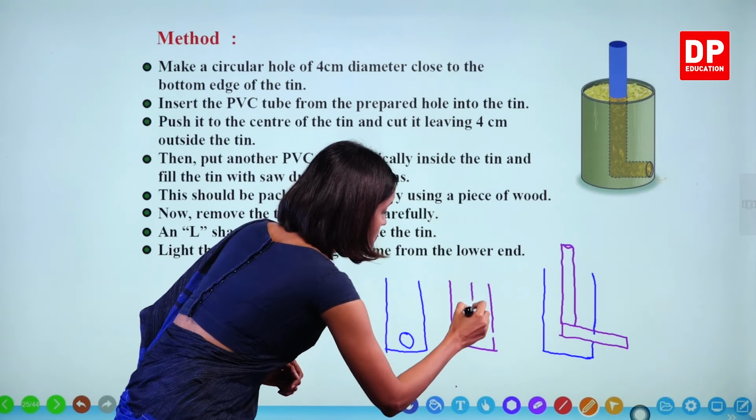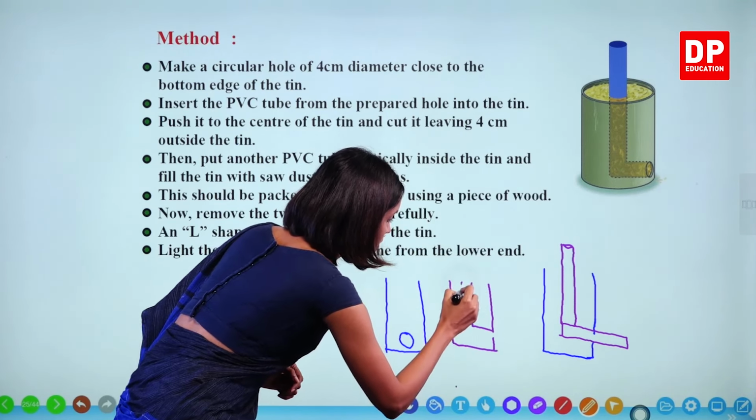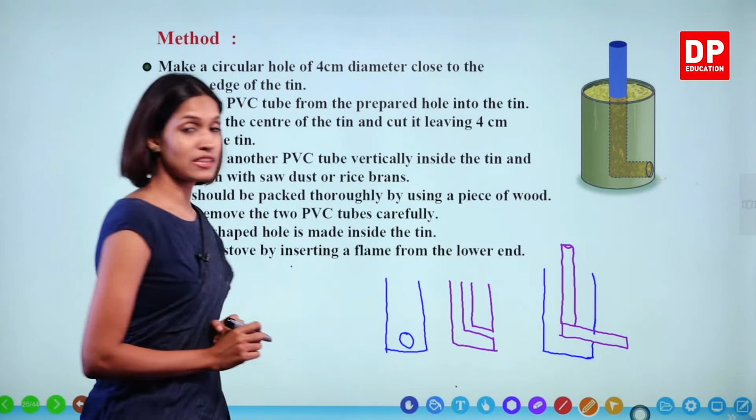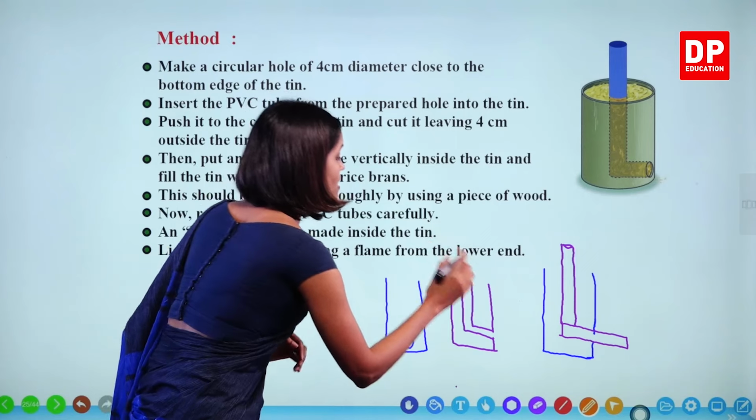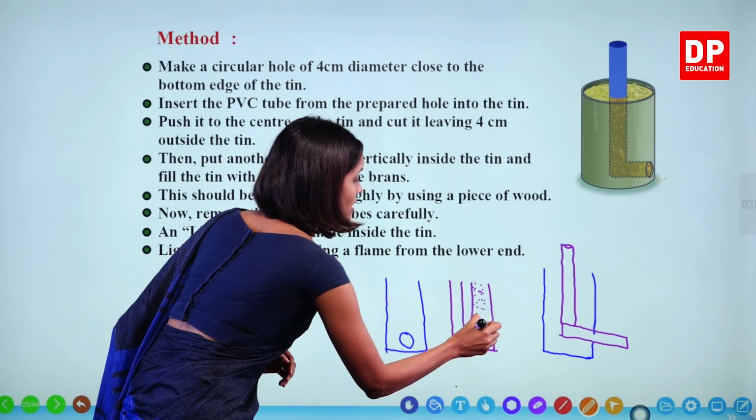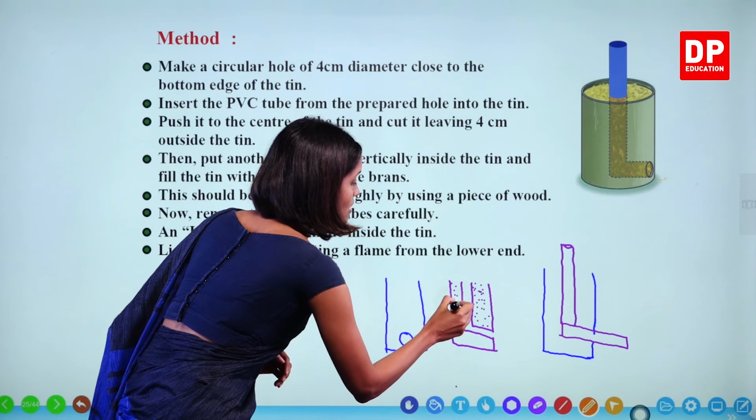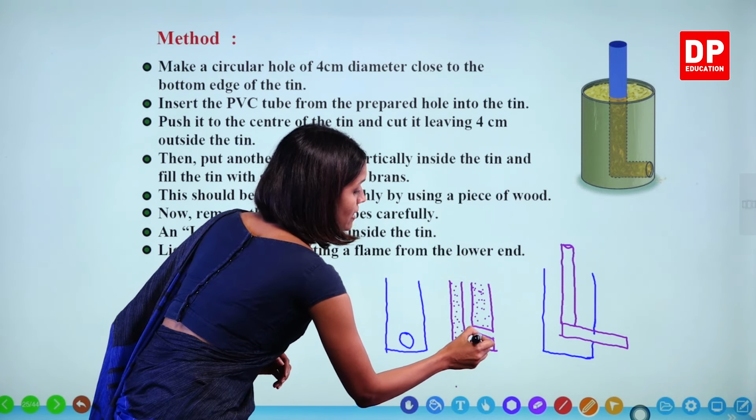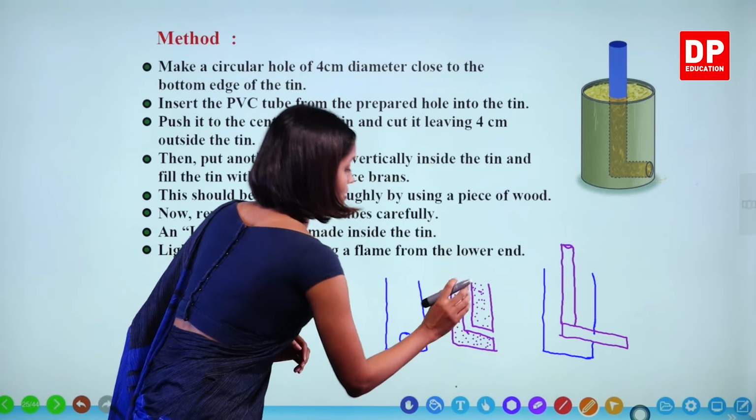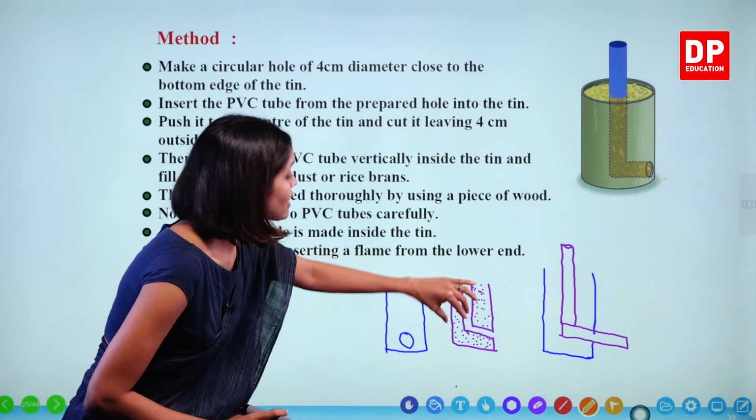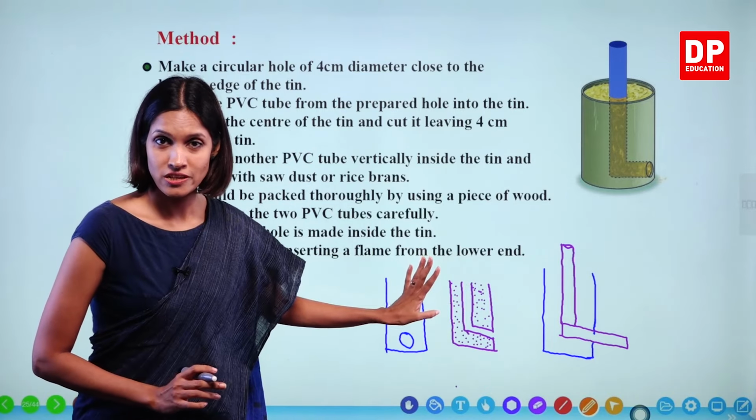Right? So, I told you an L-shaped tube should be there. L-shaped hollow structure should be there. The other entire area is filled with sawdust, tightly packed with sawdust. That's why I told you, you have to tightly pack this sawdust inside the tin. Otherwise, you cannot get this L-shaped structure.